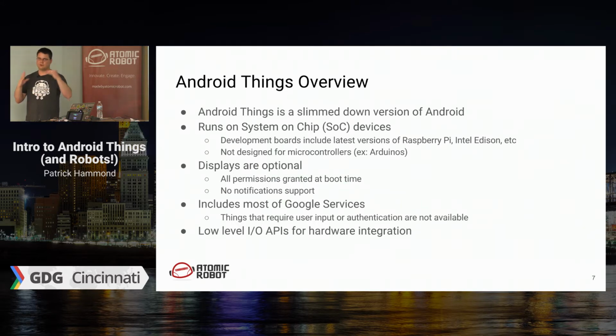So think about the core of what you would build inside of an app, and that's what you get. You also get most of the Google Play services, so all the really cool proprietary things that really make Android powerful. They give you those in here. Things that require user input or user authentication, because it's headless or without a display, you might not be able to get that. Those aren't available. And then what it adds to regular Android is a bunch of low-level APIs that you can use for hardware integration, and that's where we're going to spend a lot of our time tonight. That's the fun stuff.